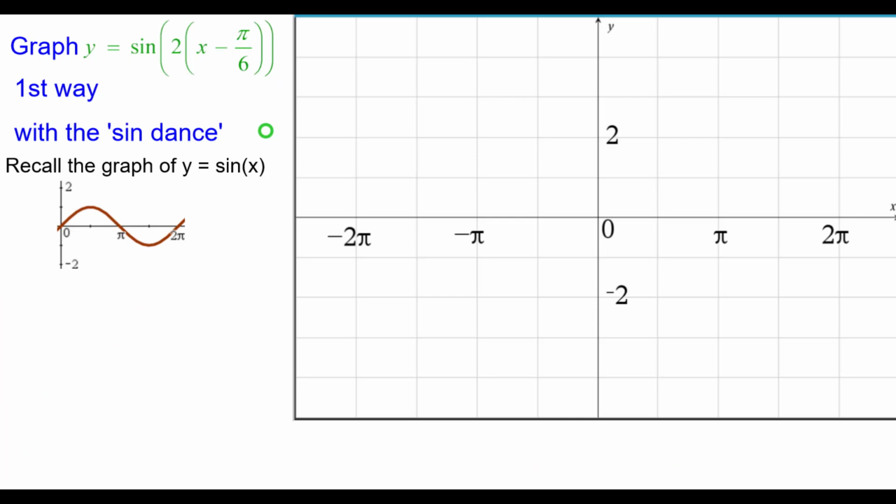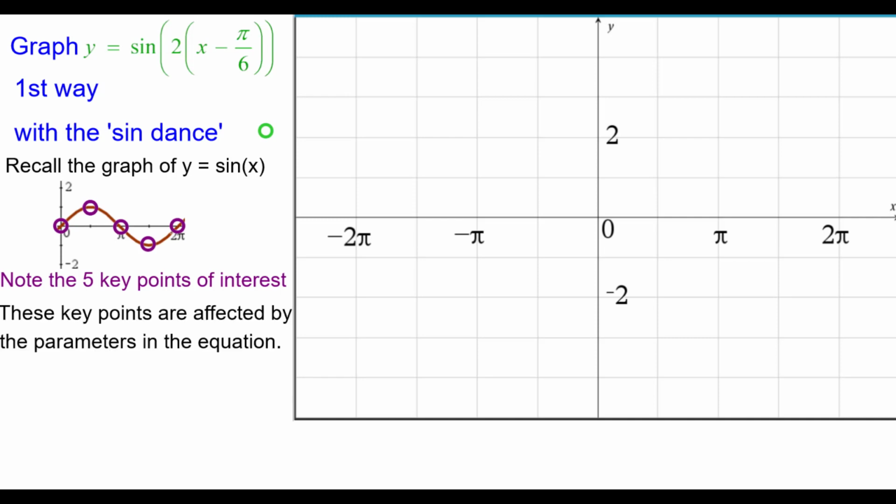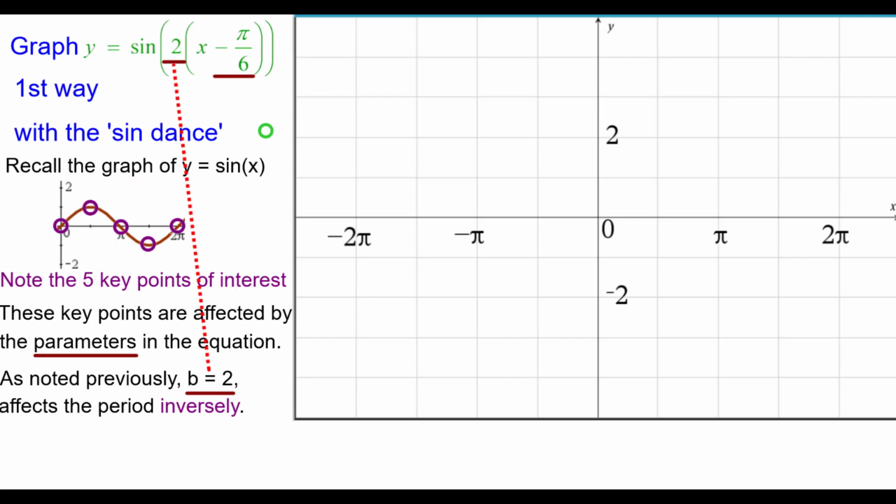Recall the graph of the sine function, one period or one wave, and remember the 5 key points of interest. These key points and all points are affected by the parameters in the equation, namely the 2 and the minus pi over 6. As noted previously, b is equal to 2, and that affects the period inversely, which means the period is now 2 pi times the reciprocal of b, which is a half, or the period is just pi.